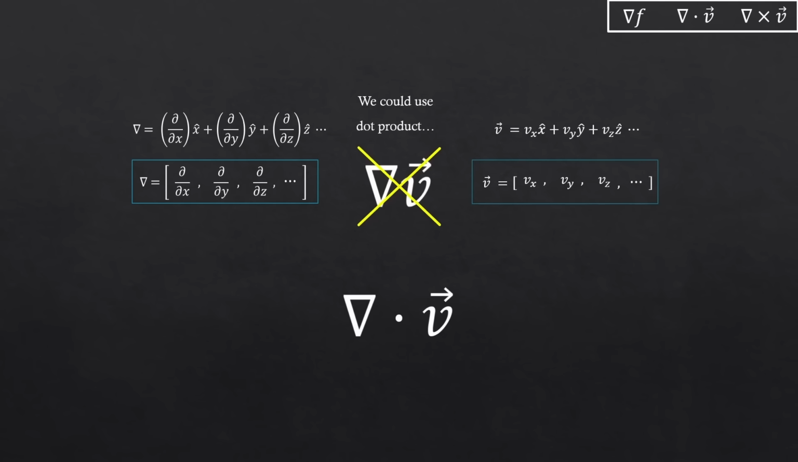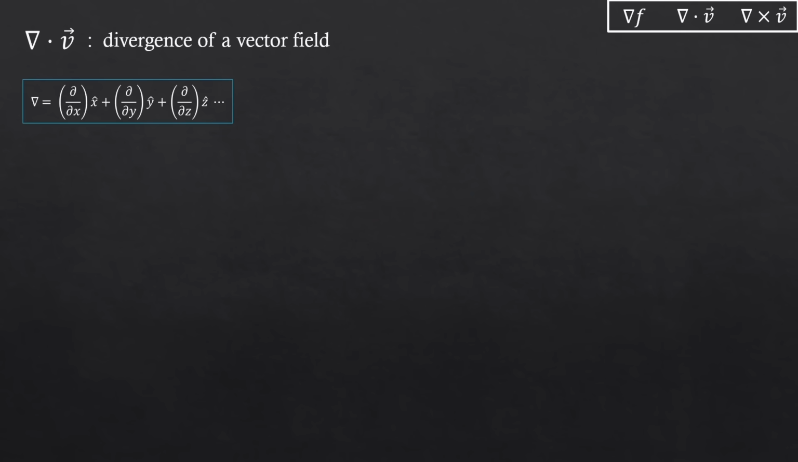This process is called divergence. When del is applied to f, it's called the gradient of f, right? When it's applied to v, it's called the divergence of v. We can never have a gradient of v. So, divergence of a vector field. The word diverge means spread, right? In fact, the divergence of v tells us about the spreading.